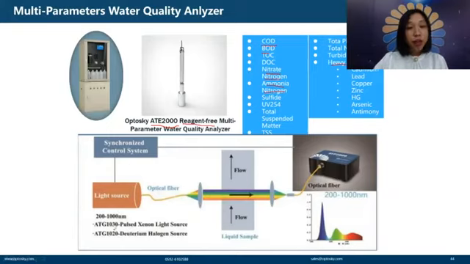You just use a light source. You can use the pulse xenon or deuterium, and it goes through the fiber to the liquid. This is the liquid sample. When we immerse this instrument in the river, it will expose this to the water. So we can measure these liquid samples with the spectrometer to read out the spectrum.